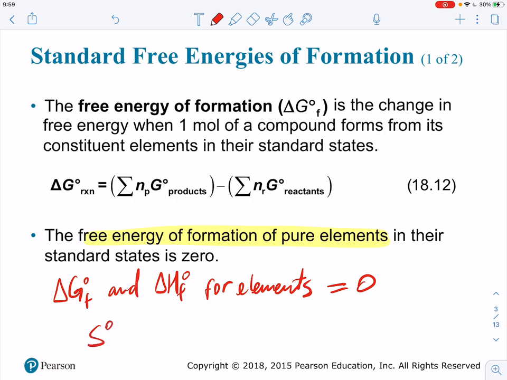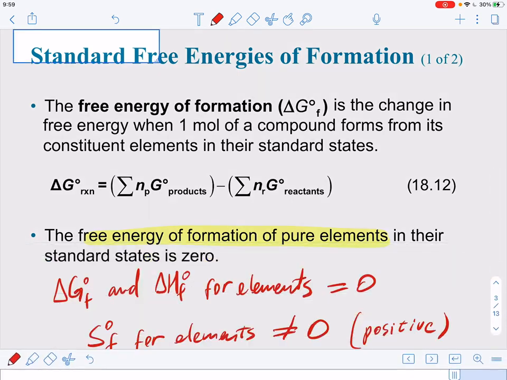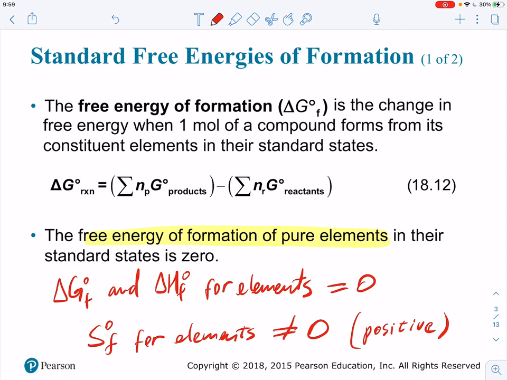Now the entropy of formation for elements, once again, in their most stable form is different from zero. Okay? And moreover, they are always positive. It doesn't really matter what the substance is. Could be an element, could be another compound. The entropies, the absolute entropies for any substance is always positive.